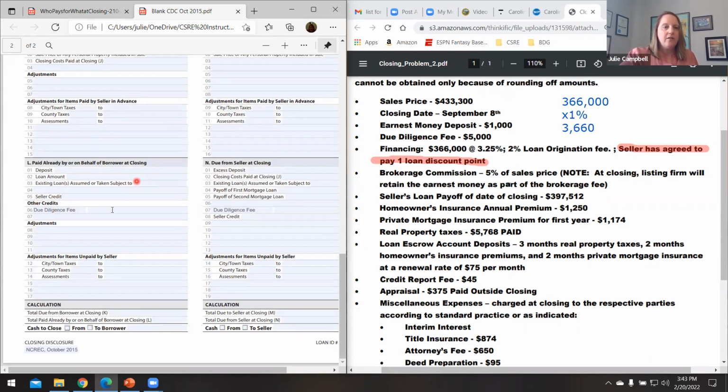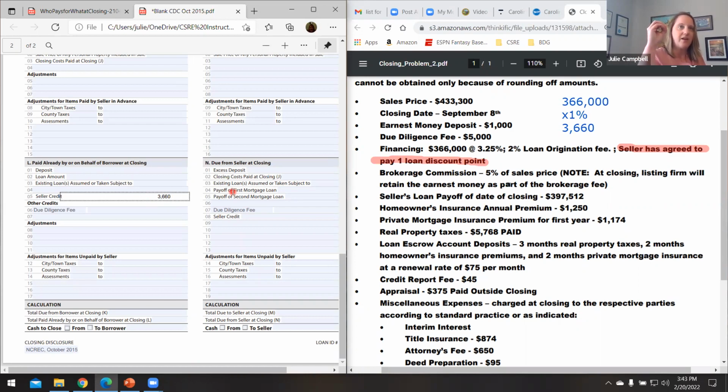And under buyer's credits, L5, you see where it says seller credit? Where we debited it from the buyer on page 1, now we're going to turn around and credit it to the buyer on page 2. A debit minus a credit is what? It cancels it out, right? So we debited the buyer on page 1, and now we credit the buyer on page 2. So for the buyer, that's a balance of 0.